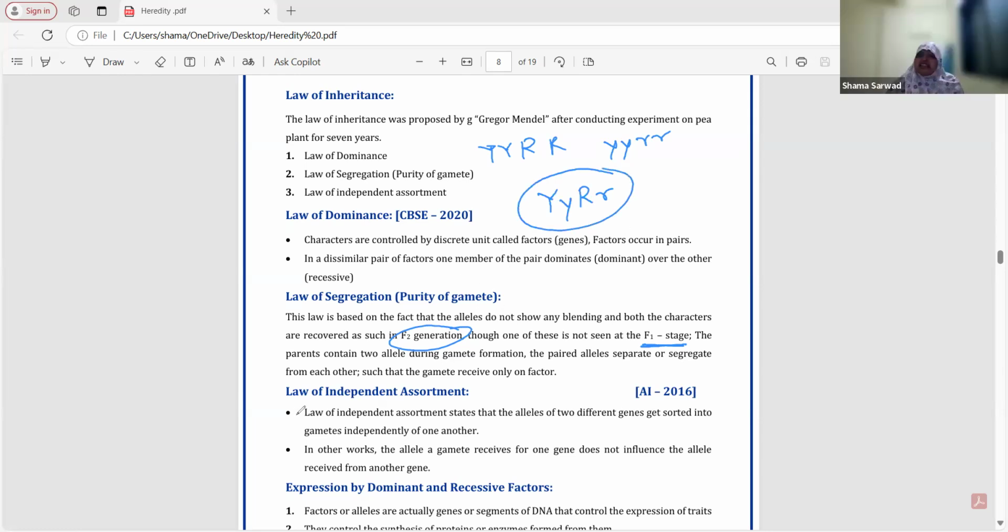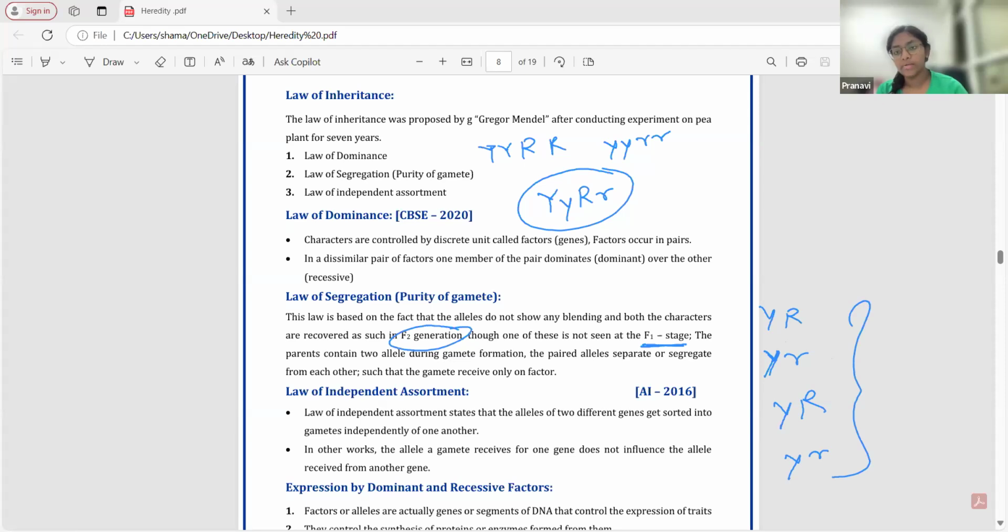But then in the second generation, you get all types, isn't it? You get yellow round, yellow wrinkled, green round, green wrinkled. All characters are seen in the F2 generation, isn't it?